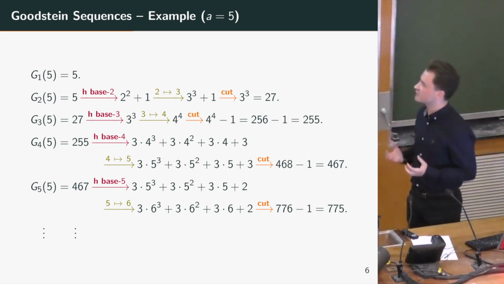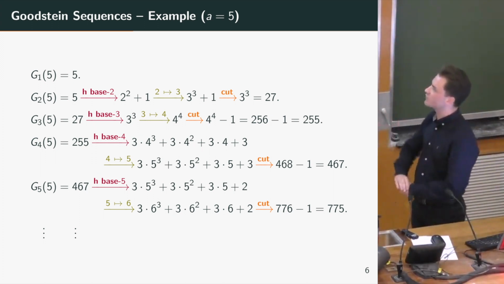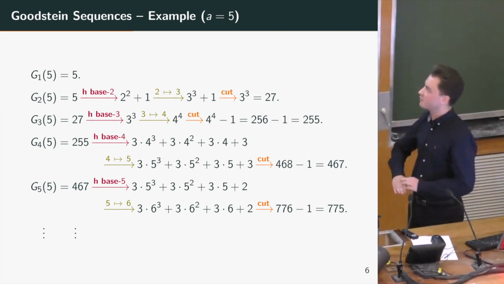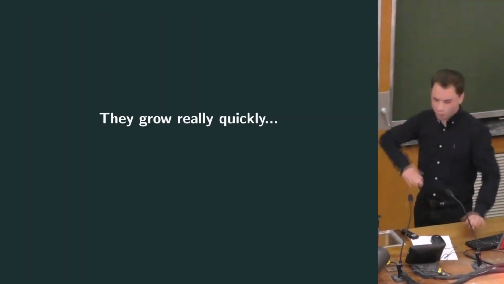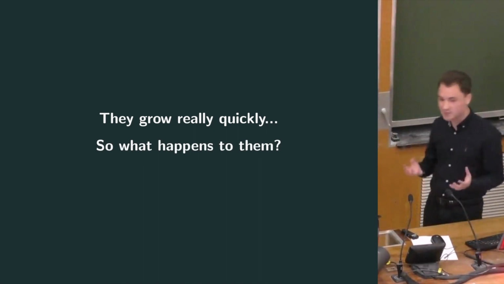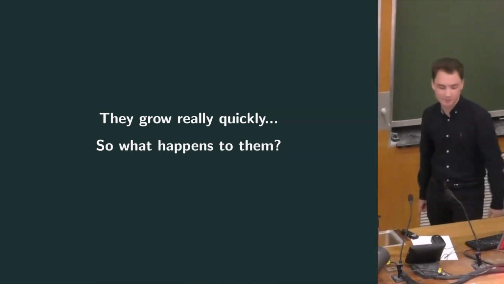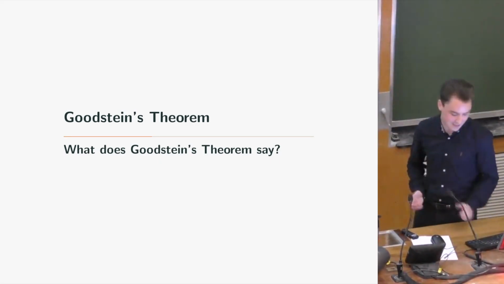And so it begs the question of what happens when we go even further into the sequence, or what happens when we consider the sequence for 10 or 20 or some larger integer. We notice that it grows really quickly, as we just said. So what happens to it? This is the question we seek to address, and Goodstein's theorem addresses precisely this.